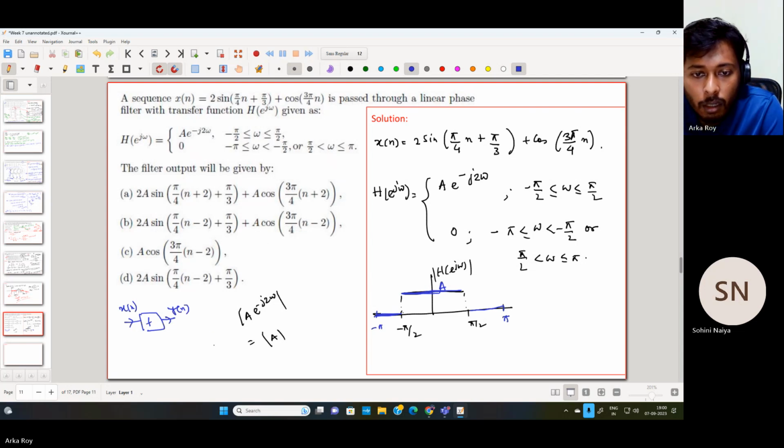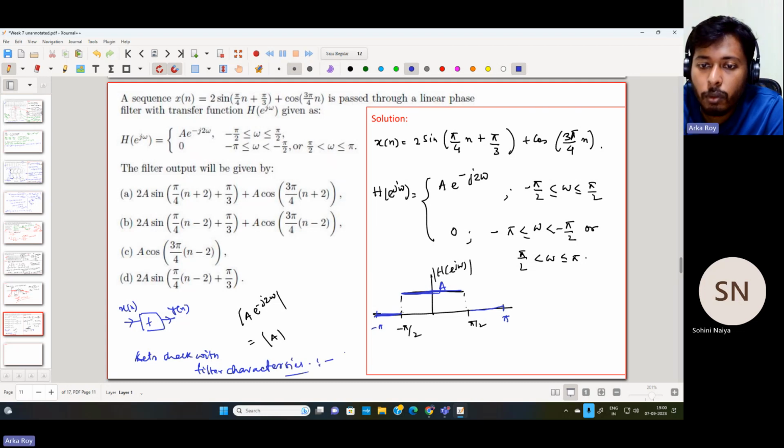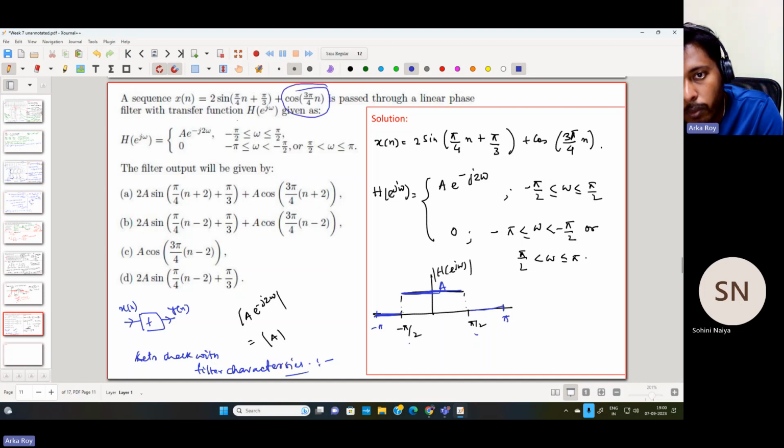So let's check with filter characteristics. Filter characteristics will give you some hint. This filter has a passband between minus pi by 2 to plus pi by 2. And the input signal has a frequency component at 3 pi by 4. So 3 pi by 4 basically exceeds this passband region. Therefore, this 3 pi by 4 component will be deleted.